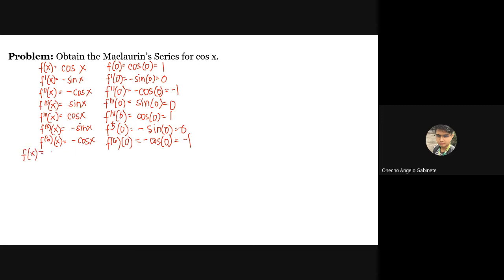Now, let's put these into our general formula: f of x equals f of 0 plus f prime of 0 times x plus f double prime of 0 over 2 factorial x squared, and so on.